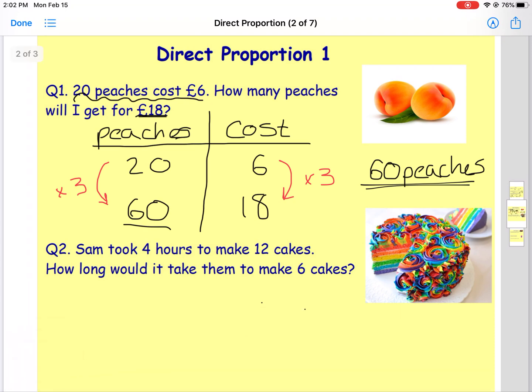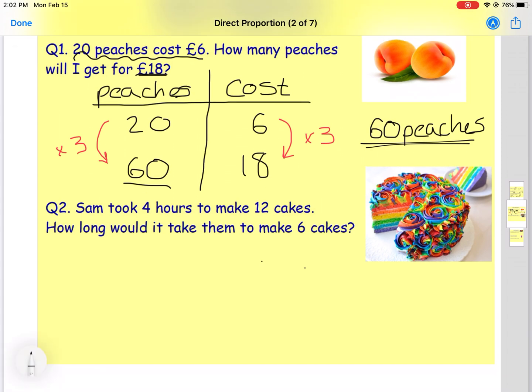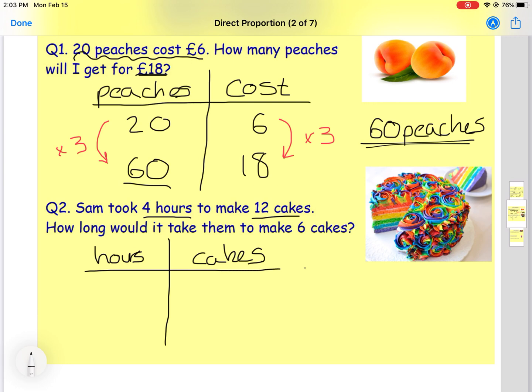Question 2. In this case, we are told Sam takes 4 hours to make 12 cakes. So in this case, we are using our headings hours and cakes. Now you'll see why I decided, when we were doing the ratio calculations, to use these headings, because it comes in really handy when we do the flowcharts. So how long would it take Sam to make 6 cakes?